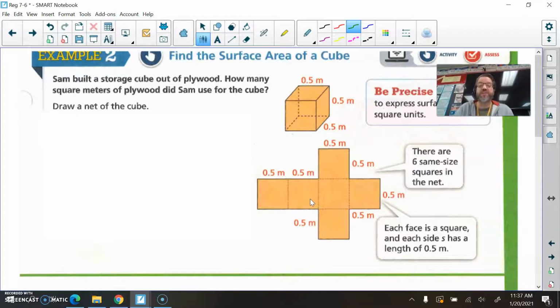And this is like our first example. This is kind of a nice one because all 6 faces in a cube are identical. So what I could do here is just find the area of one of these 6 faces, and that would be 0.5 times 0.5.